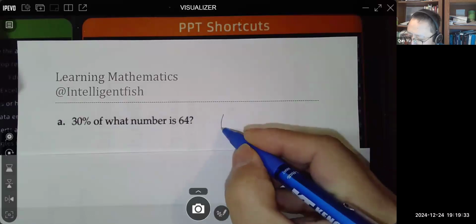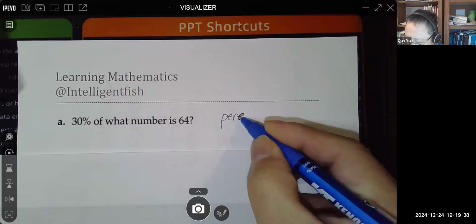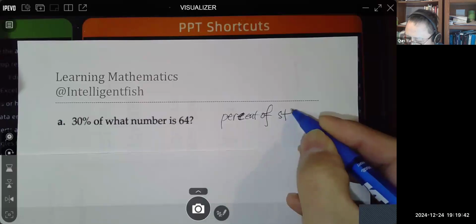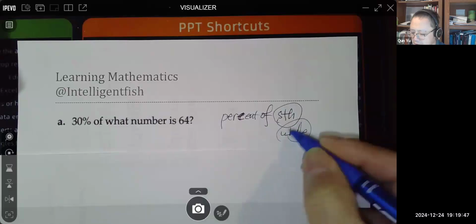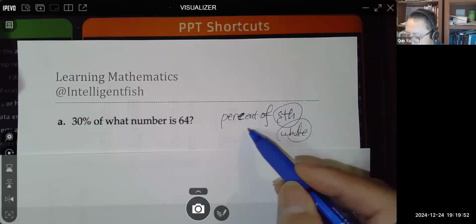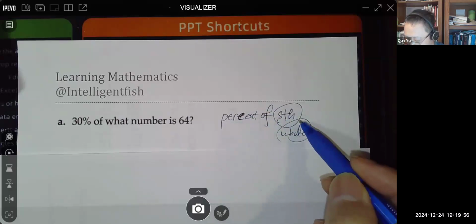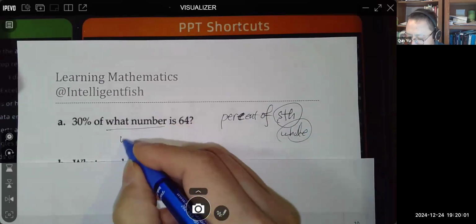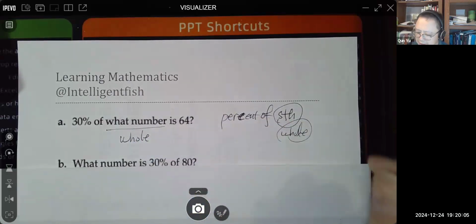Now, whenever we have a percent of problem, percent of something, this something is always considered to be the whole thing. That means the thing that comes after the phrase percent of is the whole thing, always. So there is the whole thing. So the unknown is the whole. The whole thing is something unknown. So that's how we identify this.